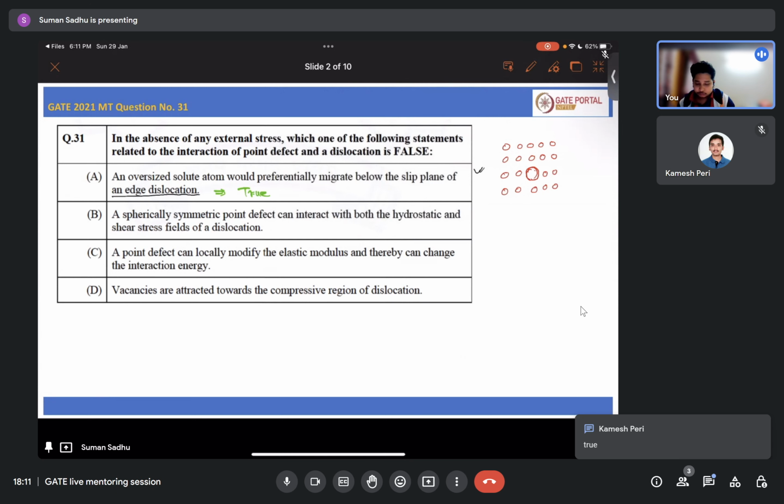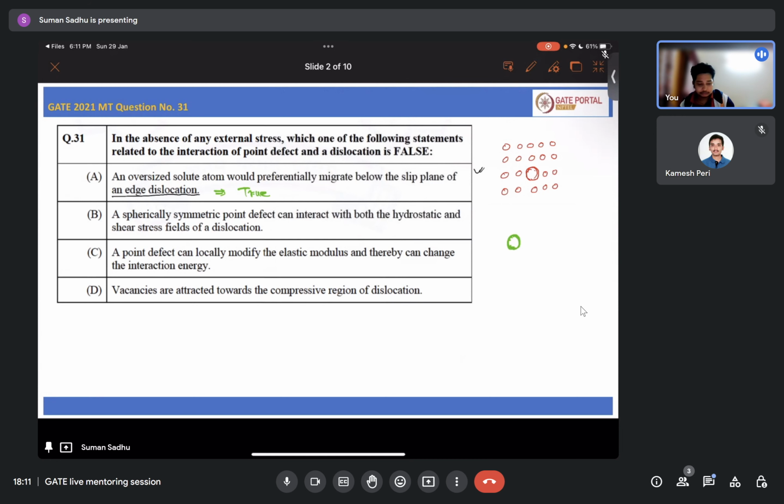Now we'll look at option B. Option B is basically saying a spherically symmetric point defect can interact with both the hydrostatic and shear stress field of a dislocation. So spherically symmetric means what? Like you have a solid atom which is exactly spherical in shape.